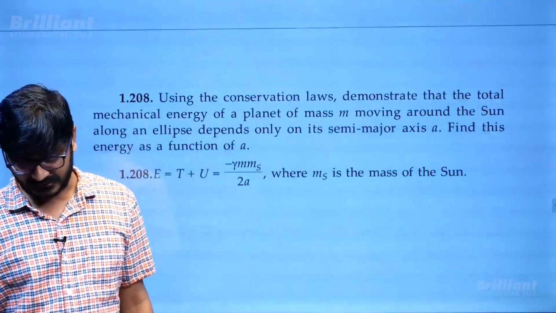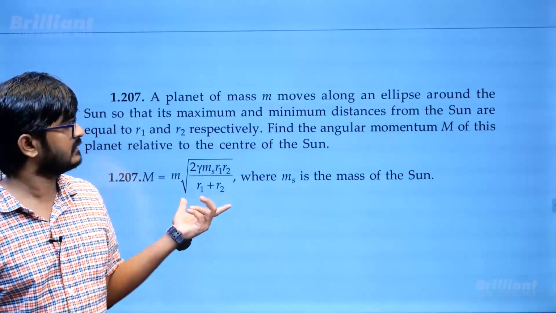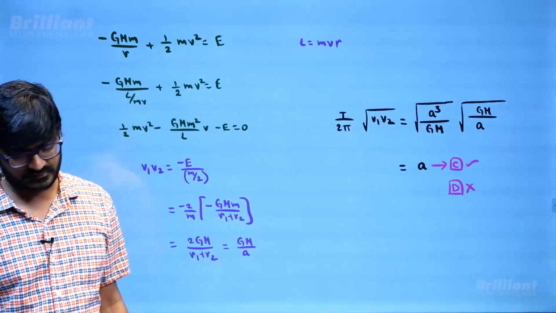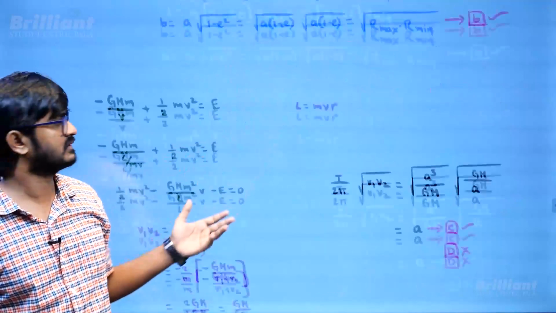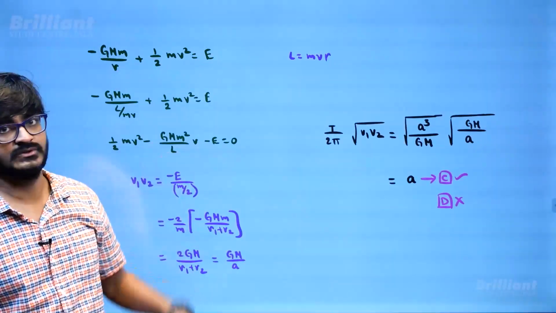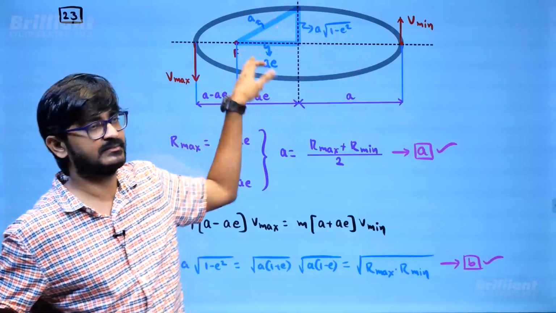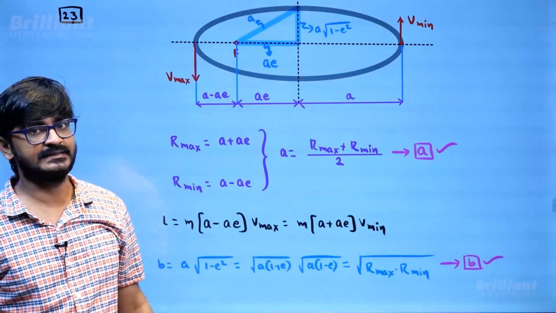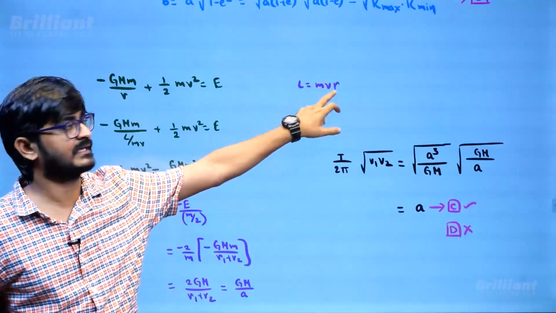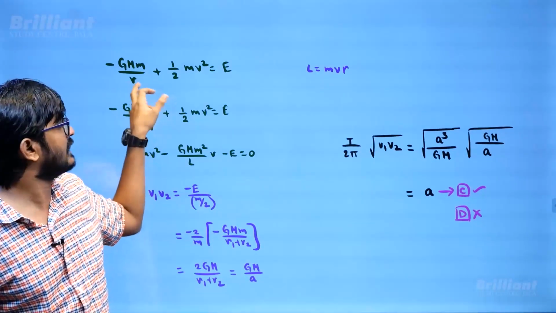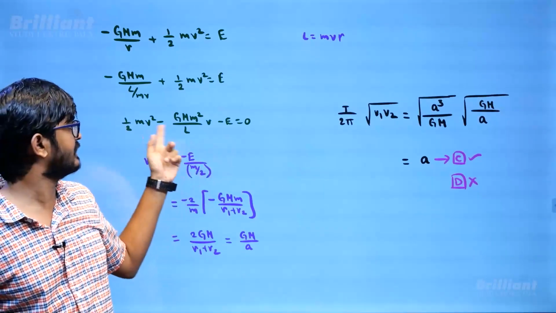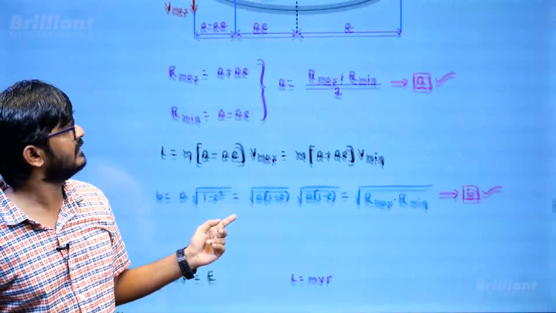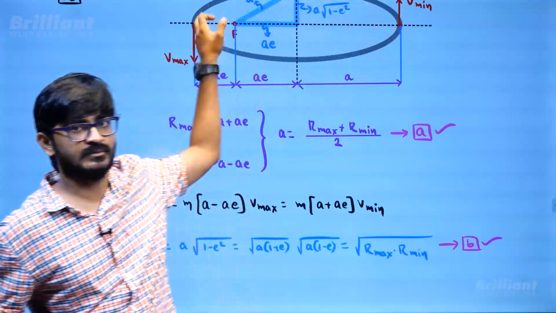So I have one thing: either you can remember this result, or if you don't remember this result, then you can go with the derivation. So energy is conserved because there are no non-conservative forces. So potential energy plus kinetic energy equals E throughout, wherever the particle is. But for these two particular points, I can write angular momentum as mvr, so I can write r as L by mv for those two particular points. So here I will be getting a quadratic in terms of v. So the solution of this quadratic will be giving us speeds at these two particular points.